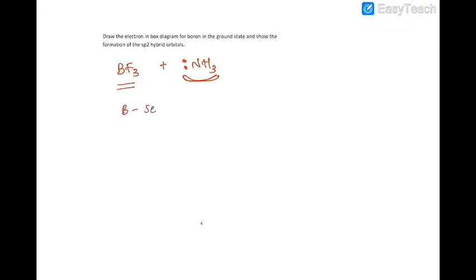So we're going to fill up the 5 electrons in the orbitals. So 1, 2, 3, 4, and 5. Now this is in the ground state. Now boron is forming 3 covalent bonds with fluorine. So we will need 3 unpaired electrons. So boron is going to move into an excited state to be able to form BF3.